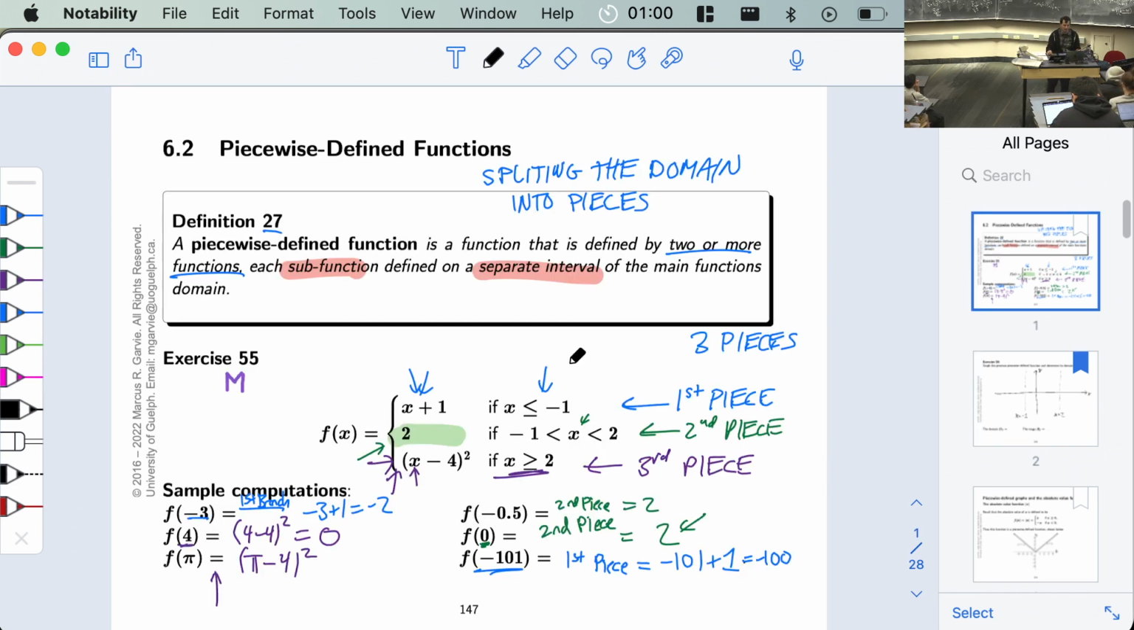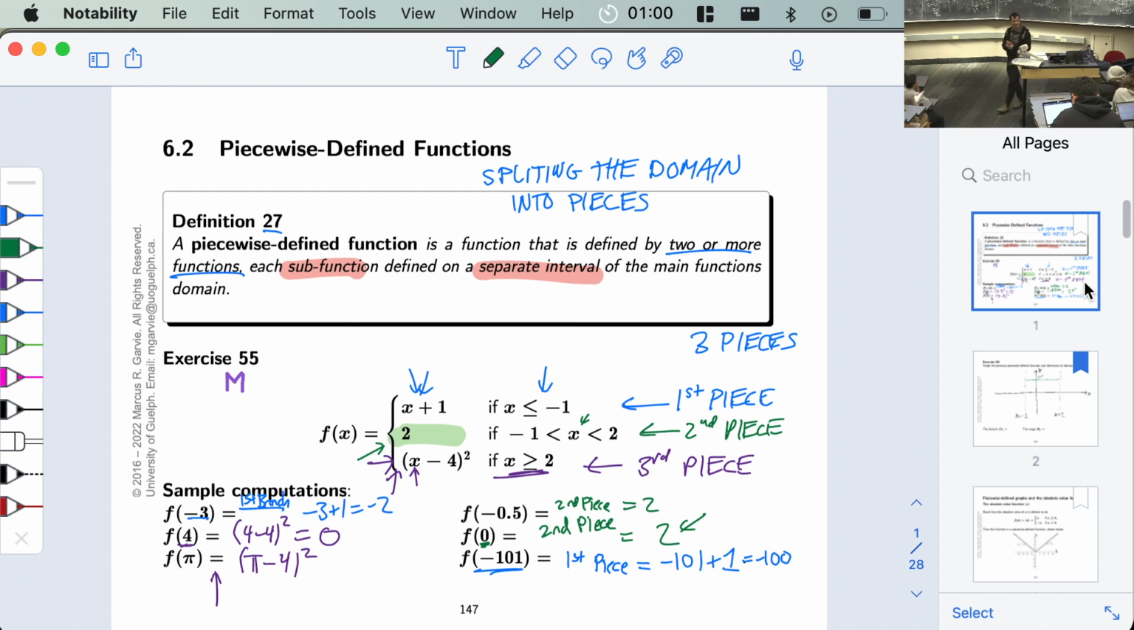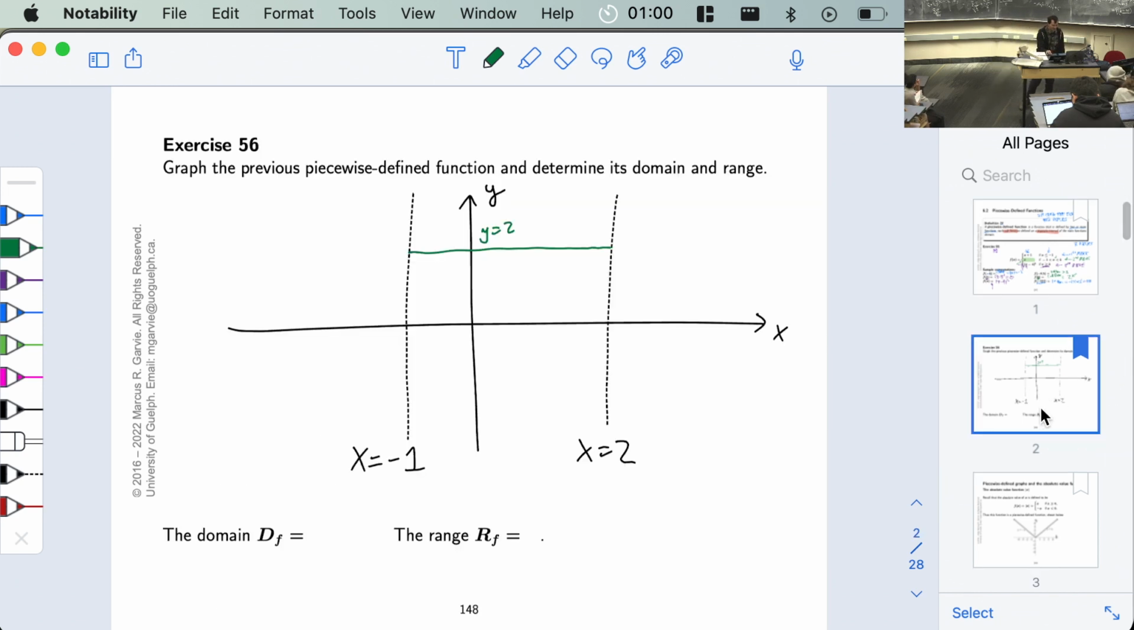I'm going to draw the middle piece first. That one's easy, in green. And that's the function, always 2. The function always 2 looks like this. Okay, y equals 2. That's the green function. And I only drew it between -1 and 2 because the function only exists between -1 and 2. That's the middle piece.